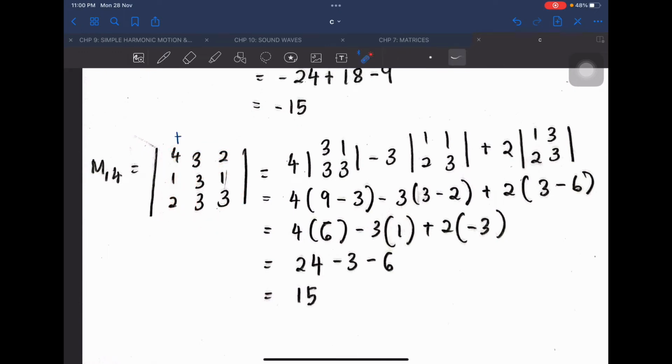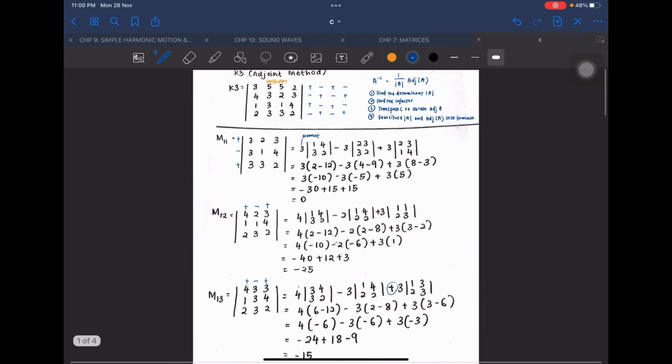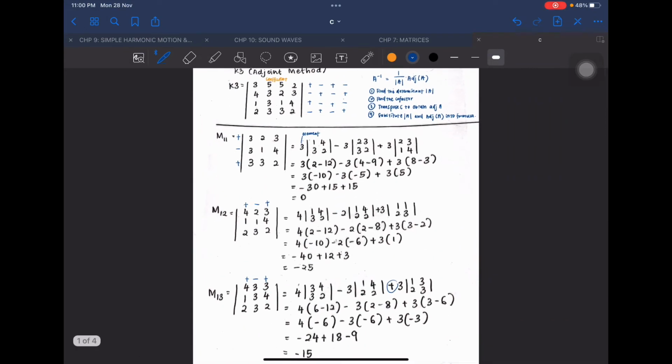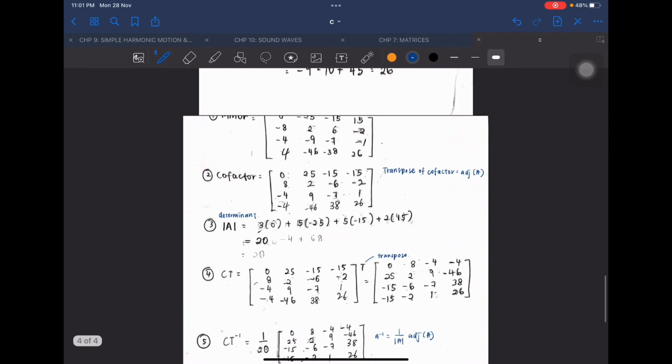Then row 1, column 2. We know 3 is negative, so here is negative. And row 1, column 3. We know 2 is a positive value, so here is positive. Multiply as per usual, and we get -15. So now we can find the determinant of K3, which is here.